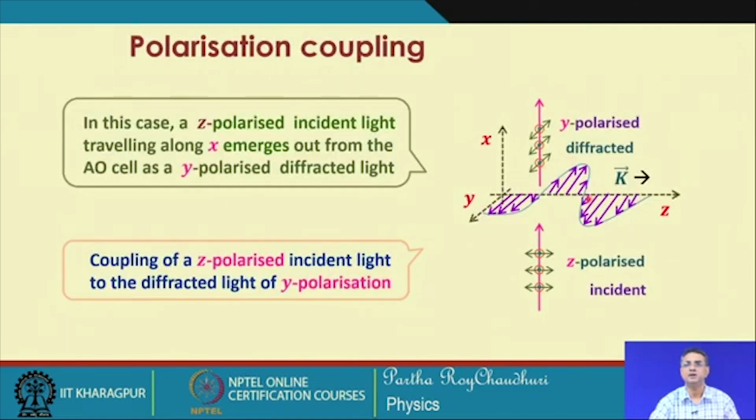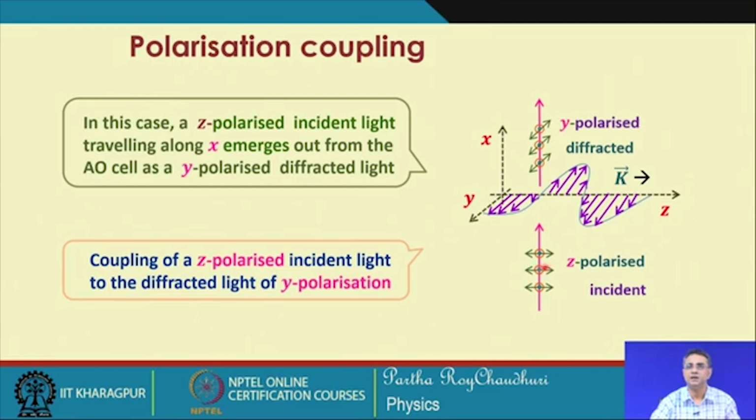So, this is pictorially shown here. You have the acoustic wave which is travelling along z direction and the incident optical beam is z polarized, this is your z direction. But when it is diffracted out as a plus order or minus order optical beam, then we see that the polarization has become y polarized.